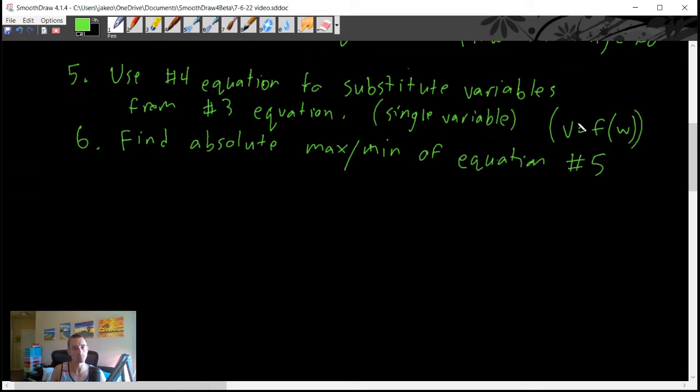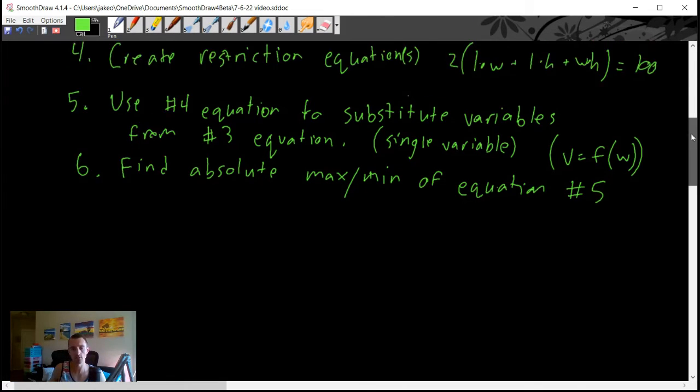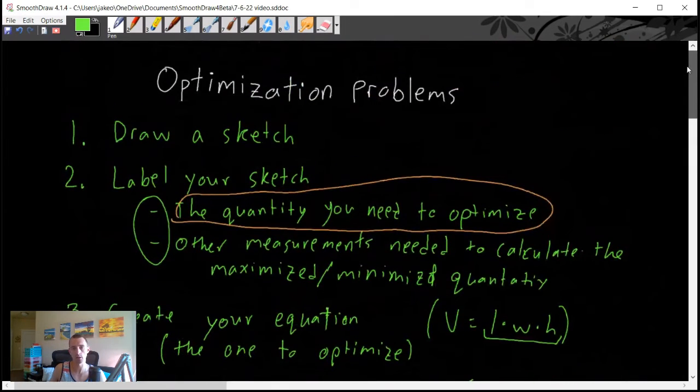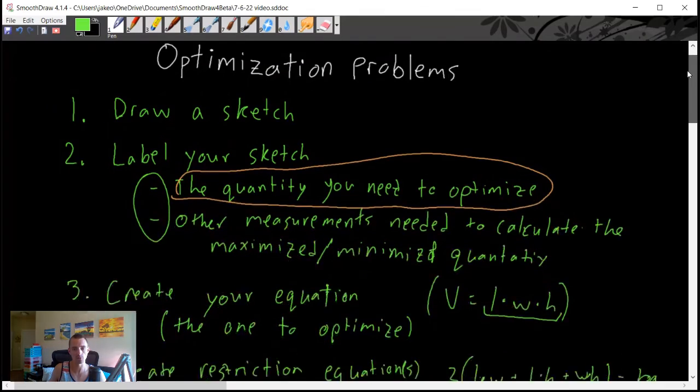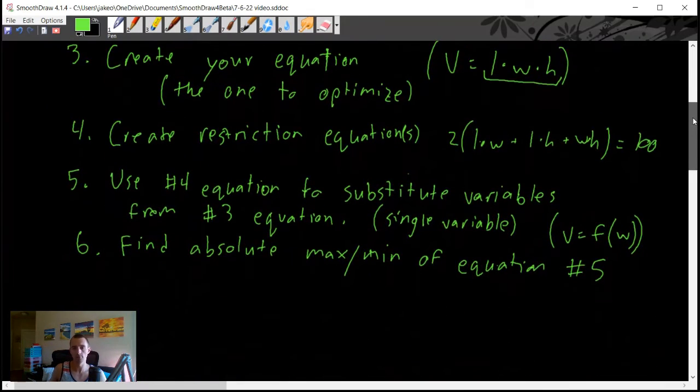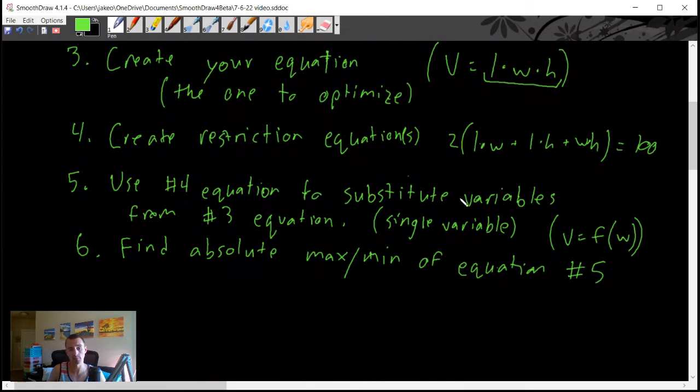Now, I want to show you an example of how to actually apply this. But this is all you really need in terms of the actual steps. So if you want to, you can just take note of these steps and use this as a roadmap for any optimization problem you're going to have to do. So I'm going to go ahead and show you an example of how to actually apply these steps.